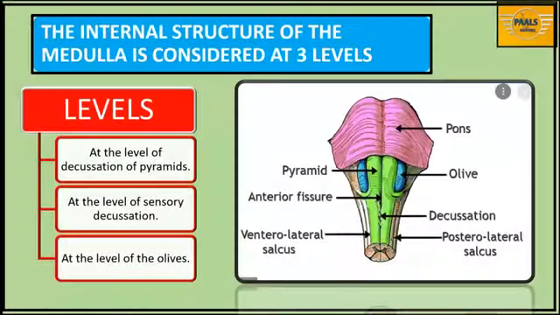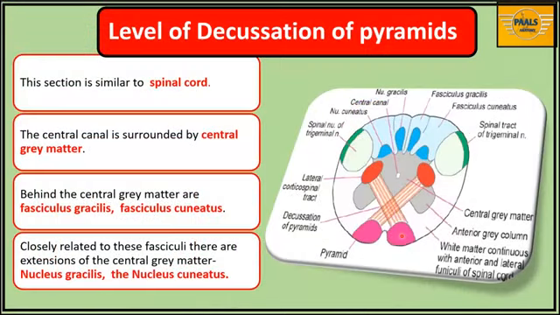The internal structure of the medulla is considered at 3 levels. What are those 3 levels? From the lowest level, which is at the level of the pyramidal decussation, and then at the highest level, which is at the level of the olive. Now, between these 2 levels, we have an intermediate level, which is at the level of sensory decussation. We are going to start from the lowest level, which is at the level of pyramidal decussation.